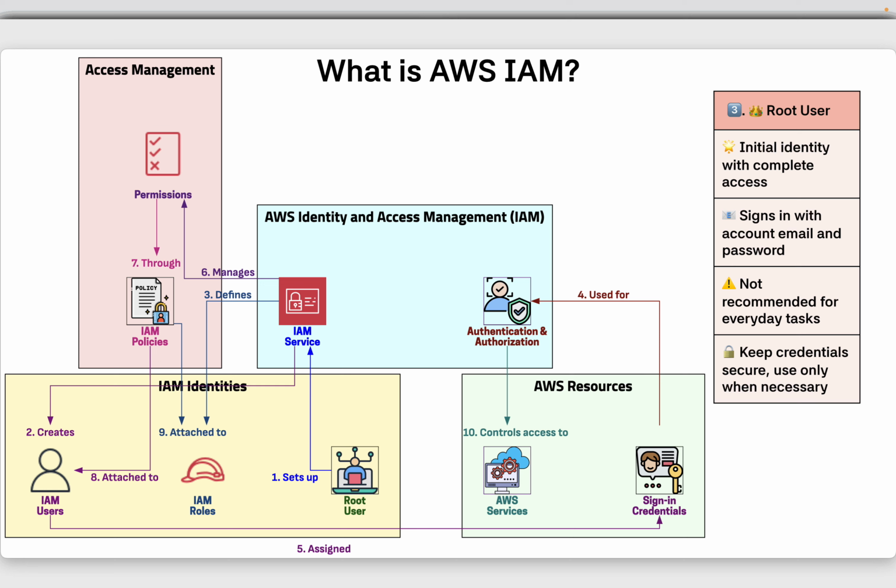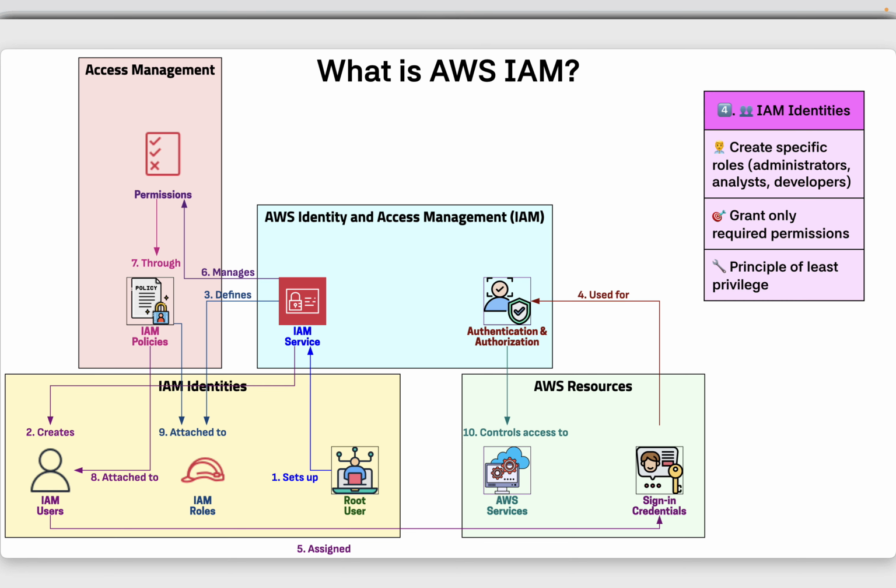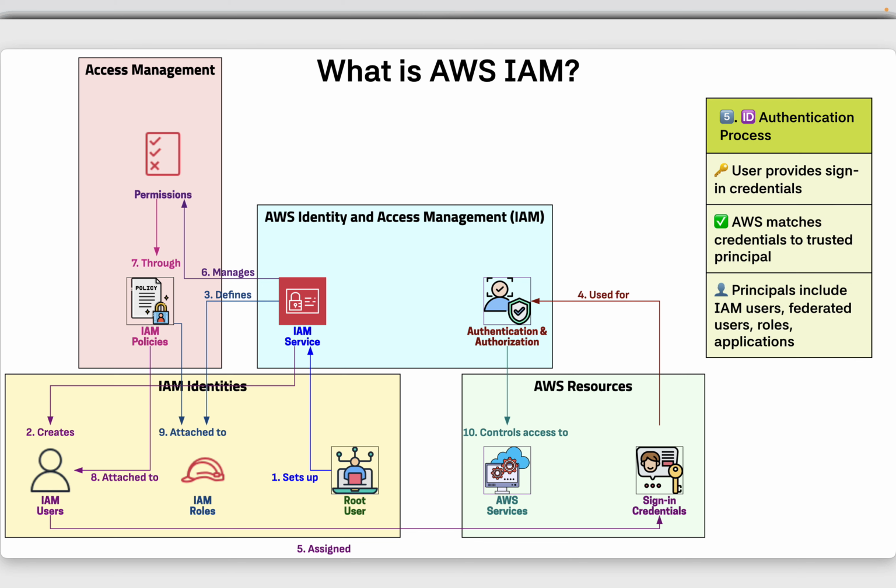When you first create an AWS account, you start with a single identity called the root user. This user has complete access to everything in the AWS account and signs in using the account's email and password. It is strongly recommended not to use this root user for everyday tasks. Keep its credentials safe and use it only when absolutely necessary. IAM identities. Instead of using the root user daily, you should use IAM to create other identities like administrators, analysts, or developers. You grant these identities only the permissions they need to do their specific jobs.